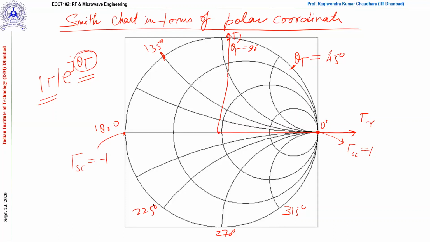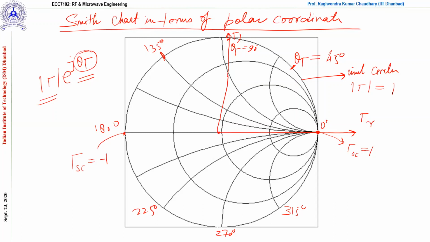Fine. Now the outermost circle we can also call the unit circle. Remember when we got this unit circle? So we can say mod of gamma is equal to 1. Can we say? Yes, of course.